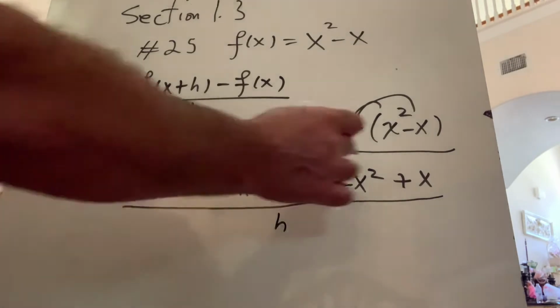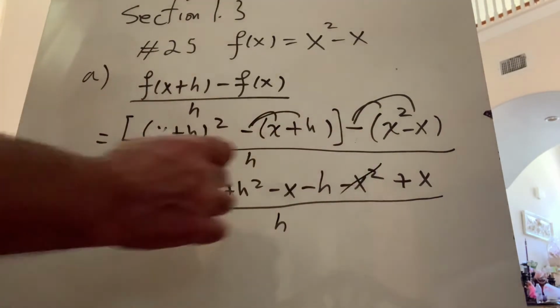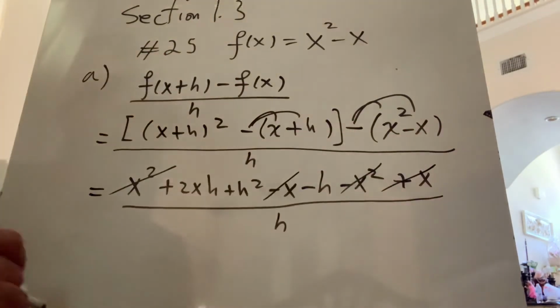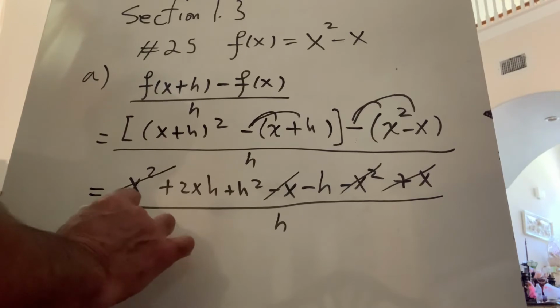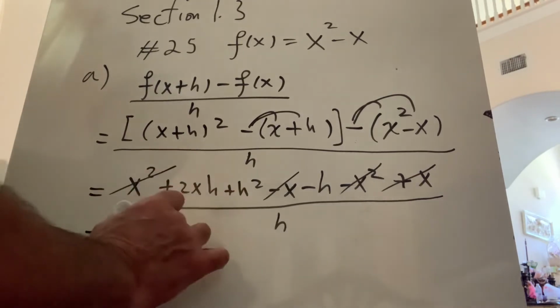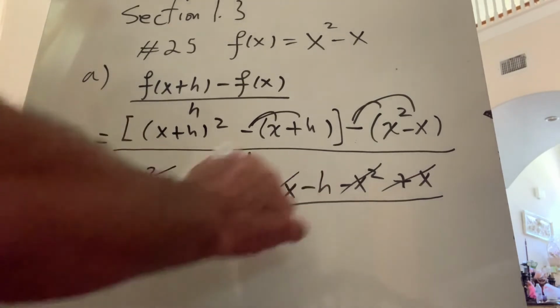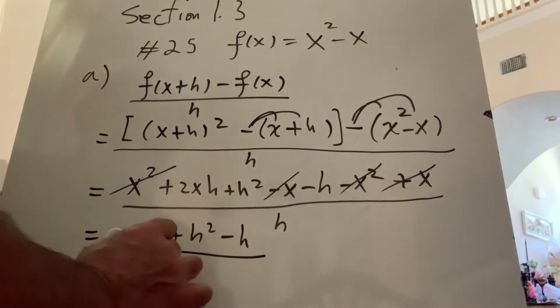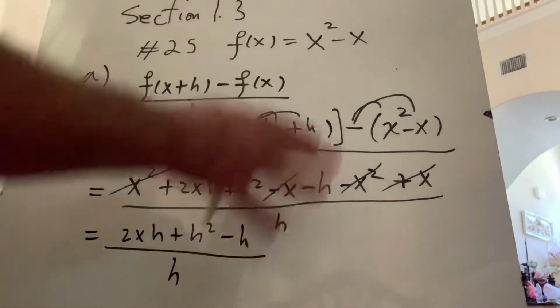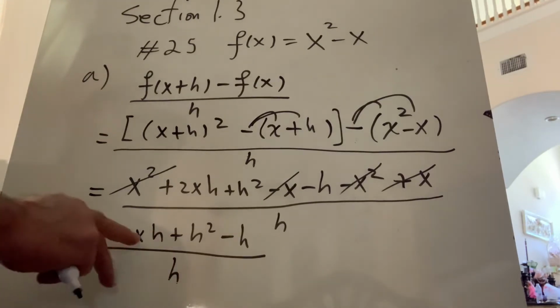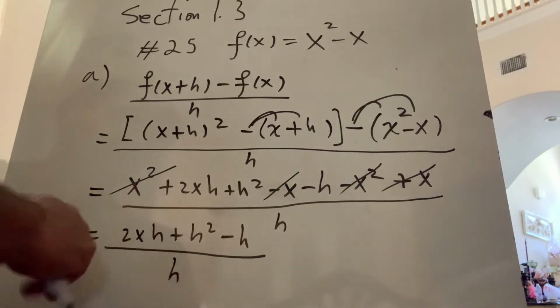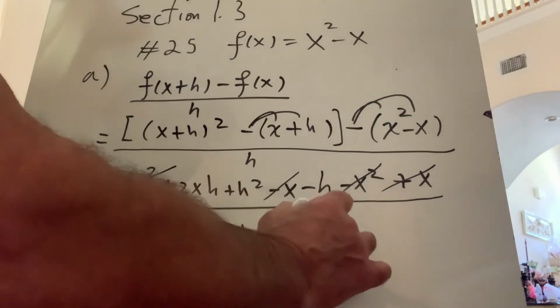The x squared cancels the negative x squared. The negative x cancels the positive x. So all you're left with at the end of the day upstairs is, the numerator is 2xh plus h squared minus h, and then all over h. Remember I said in the last video that in these types of problems, the h on the bottom will always get canceled. As you can see, every term upstairs has a factor of h, so I'm going to factor the h out.